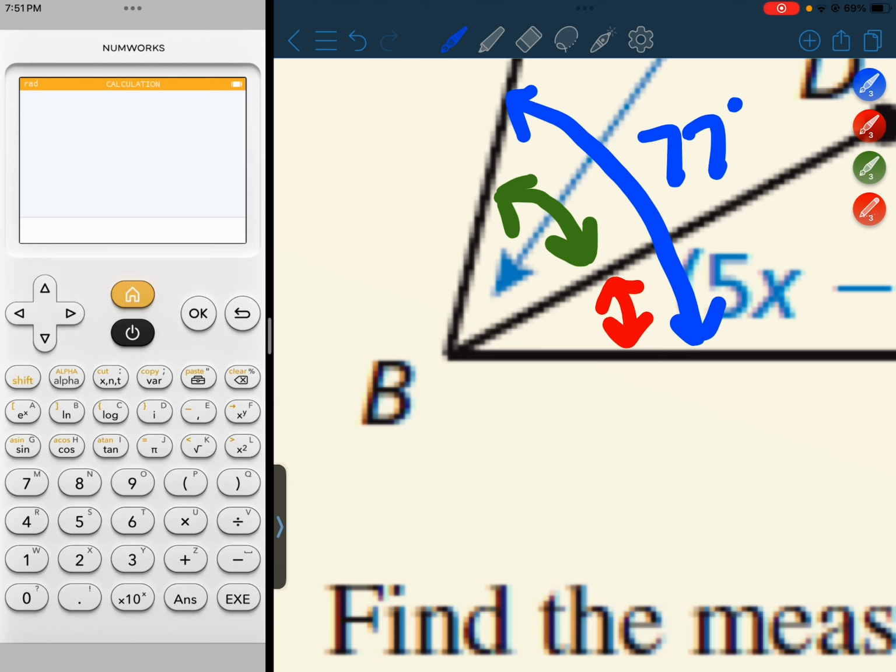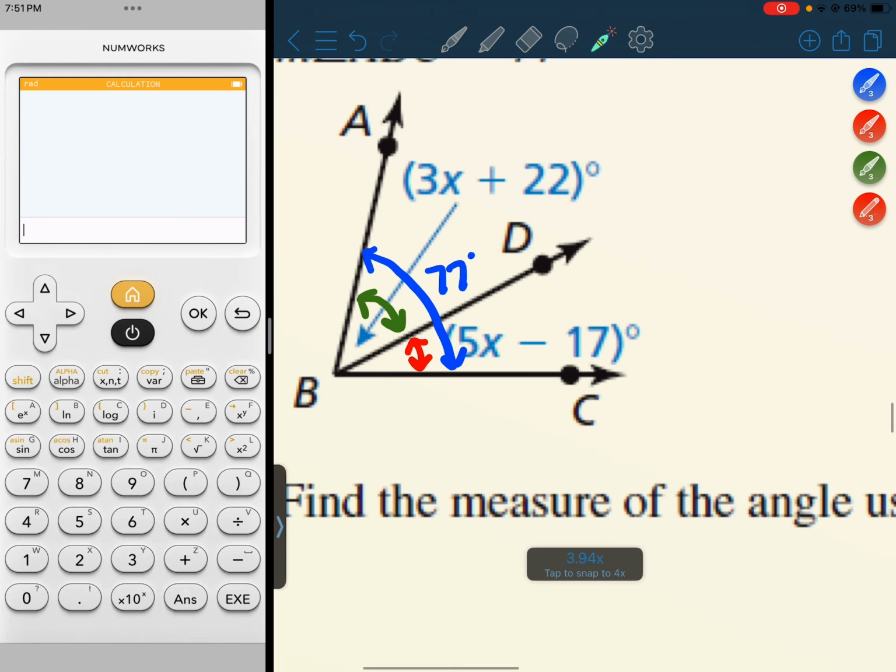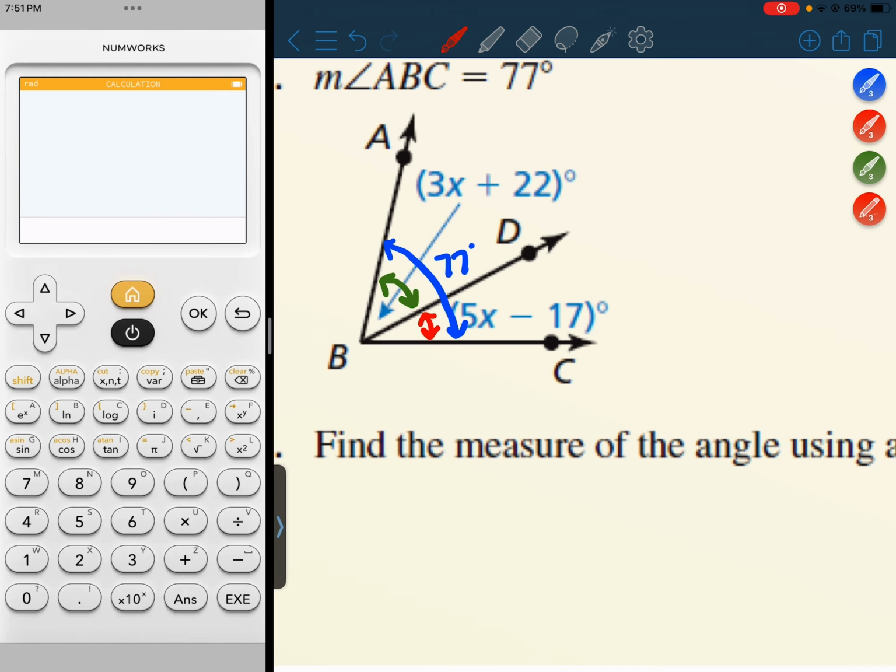Now ignore all the variables and the algebra here and just look at the red, the green, and the blue. It makes sense that if I combine the red and green together, that should produce the same angle as the blue one. So I'm just going to write here: red angle plus green angle equals the blue angle.